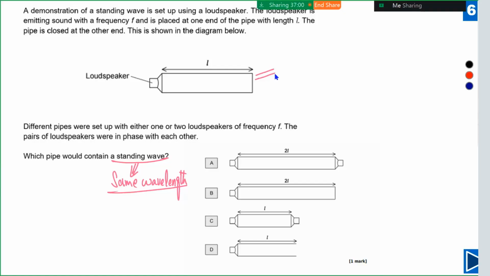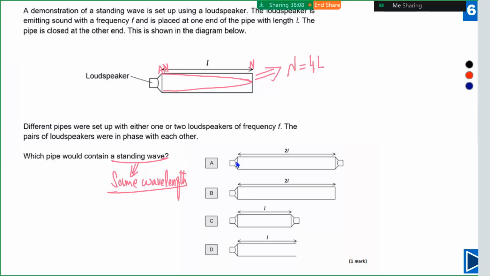The best way to answer this problem is to find the lambda for this one. Lambda for this one, I hope you will say that is equal to 4 times L, 4L, because this is an antinode here. So you have an antinode here at the open end and you will have a node at the closed end. So you can draw the stationary wave inside this pipe. So lambda is equal to 4L. Now you can calculate lambda for each of them. Where you have lambda equal to 4L, that is the right answer.